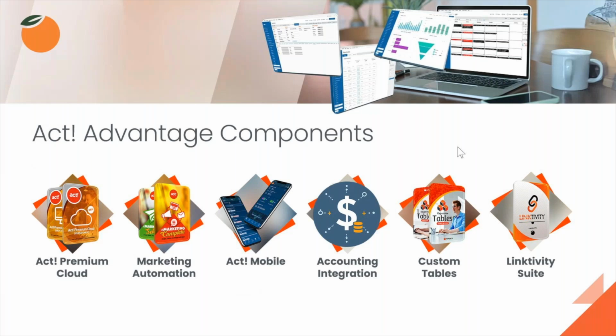Third is the mobile access with Act Mobile. It was recently rebranded Act Mobile from Act Premium Cloud Mobile. This is obviously a bit more pithy. And then accounting integration. We're going to demo that. I think that this is a very powerful inclusion. Custom tables. We're not really going to cover that. Custom tables has been around a long time, but we're going to cover the commercial features of Act Advantage as it relates to custom tables. And then the Linktivity Suite. If you don't know what Linktivity Suite is, you will know by the end of this demo, okay?